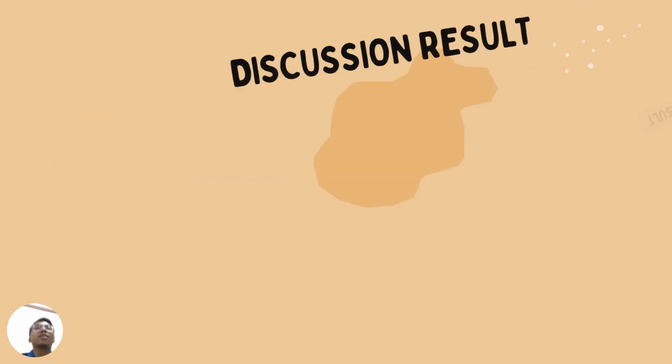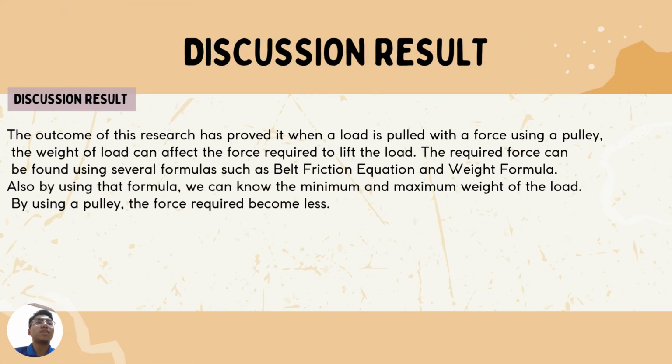Next, the discussion of the result. The outcome of this research has proved that when a load is pulled with a force using a pulley, the weight of the load can affect the force required to lift the load. The required force can be found using several formulas such as the belt friction equation and the weight formula. Also, by using those formulas, we can know the minimum and maximum weight of the load. By using a pulley, the force required becomes less.